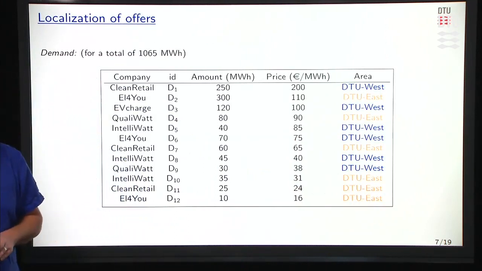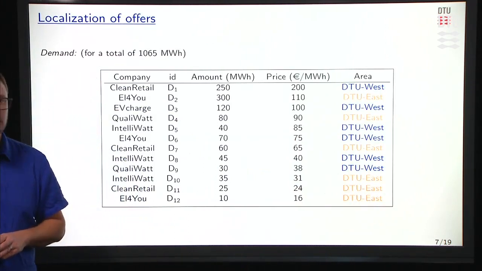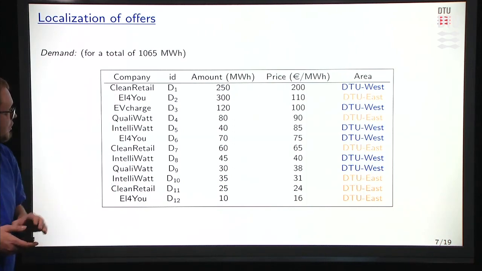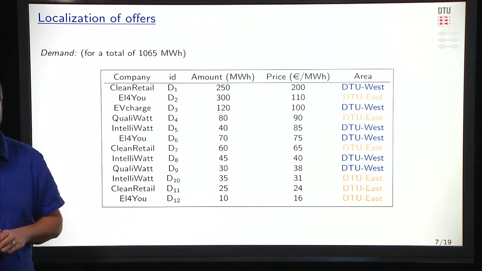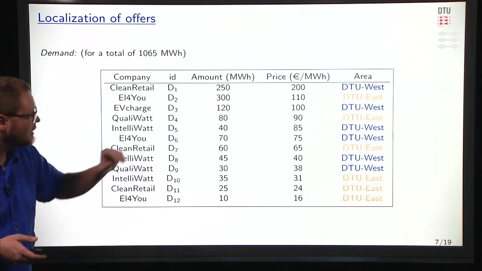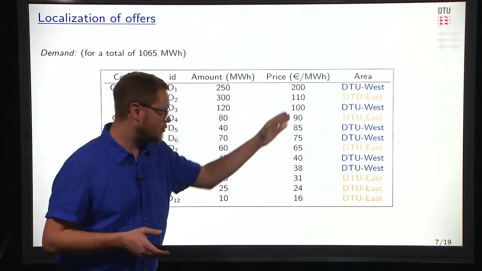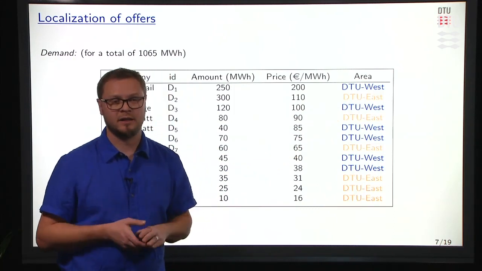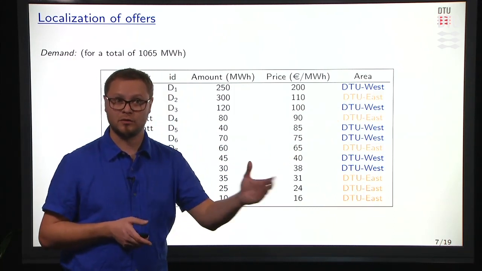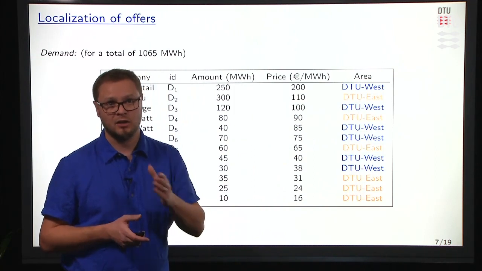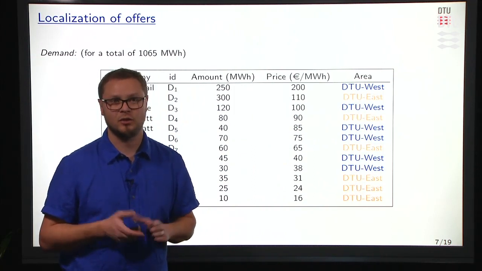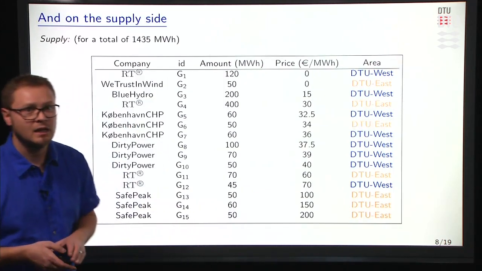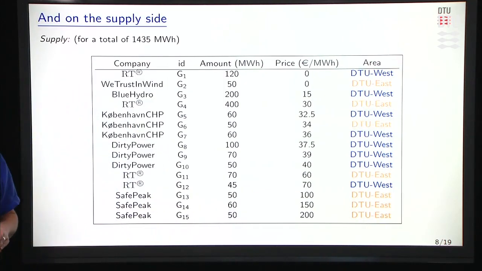Let's localize the offers we got from the previous blocks. Remember all the companies, Clean Retail, L4U, EV Charge, and their offers in terms of an amount and a price, but now we have added the area that the offers belong to. Some of the offers are made on the DTU West side, some of the offers are relevant for the DTU East side. Same for the supply. We have offers that are relevant for DTU West and DTU East.